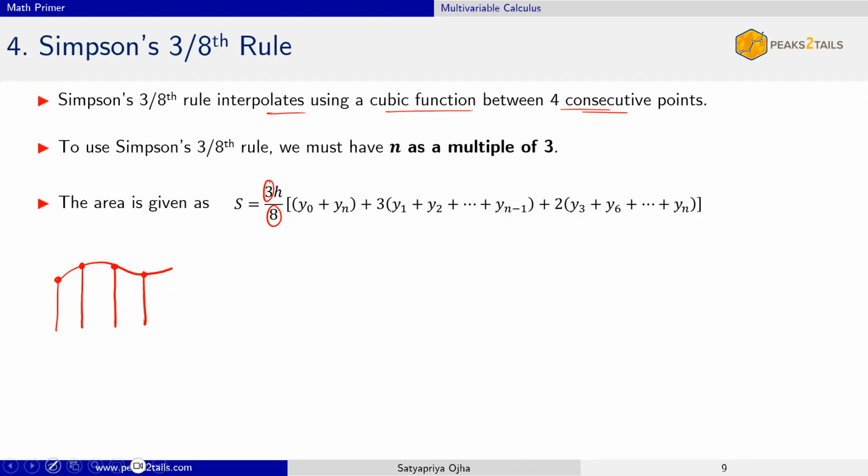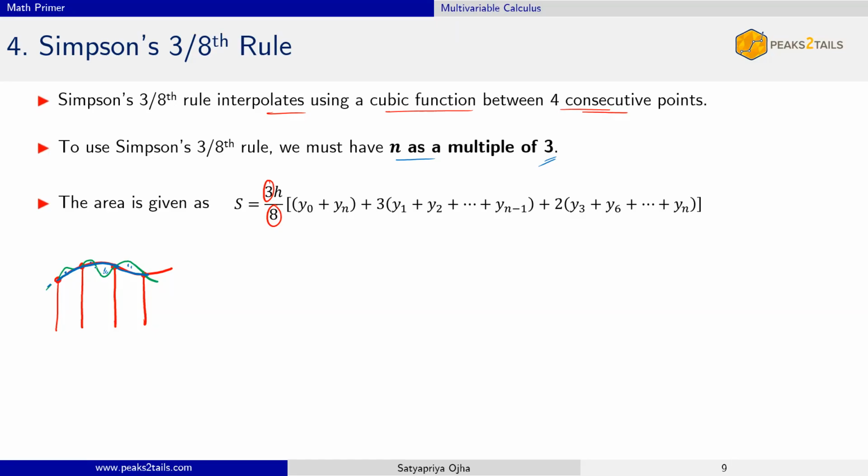The real function might be doing something more dramatic, right? It could be doing something like this. I'm just saying. But the algorithm will try to fit a cubic function passing through these 4 points. So obviously you'll ignore this area, overestimate here, and then underestimate here. But overall, it will be a very accurate scheme. And how does the formula work? Oh, before that, there is a requirement. N must be a multiple of 3. The same idea because we are using 4 points, right? N has to be a multiple of 3.